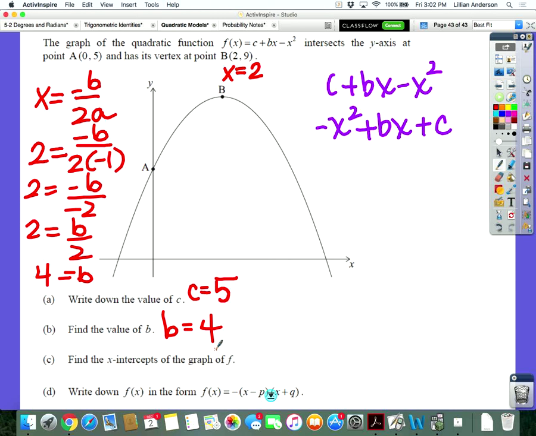How do we find the x-intercepts of the graph? Because now I have my equation, guys. I have negative x squared plus 4x plus 5. I have my equation now. How can I find the x-intercepts?